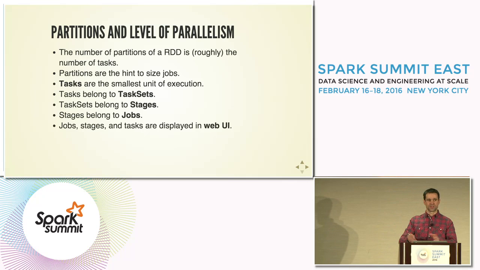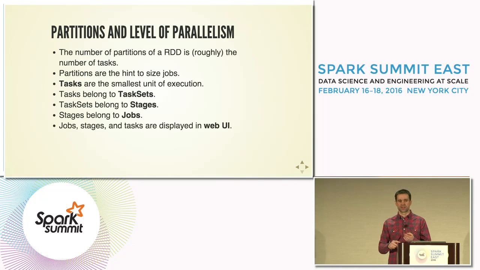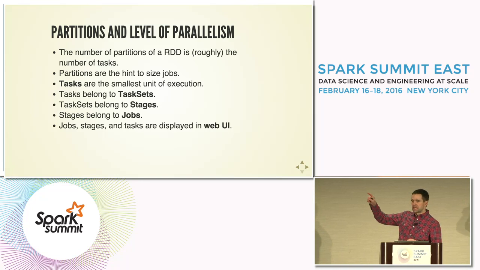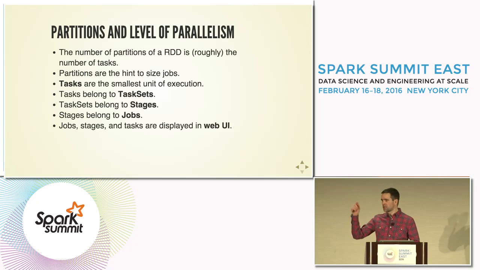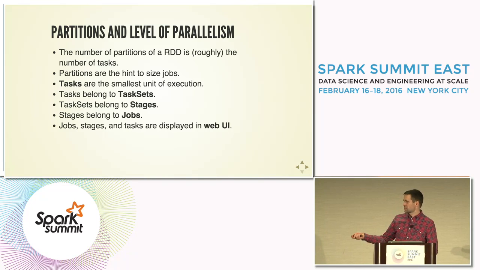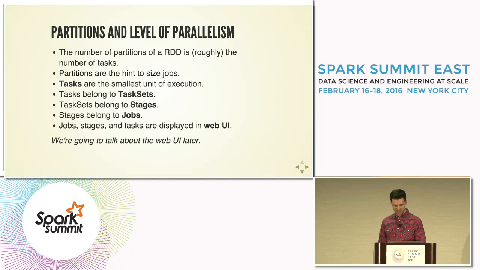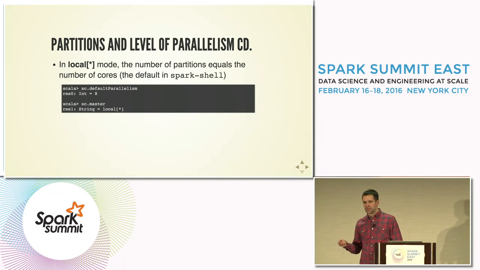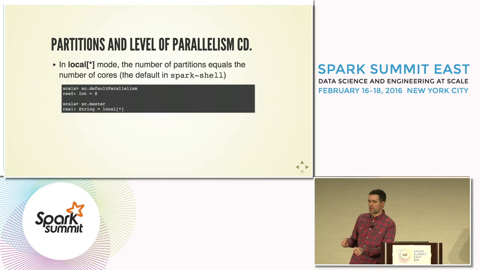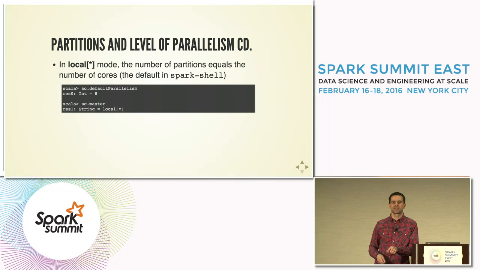So when you create your data abstraction, be it RDD or DataFrame, they all end up as a set of task sets that will get run on Apache Spark clusters. And jobs, stages, and tasks are displayed in the web UI, which we'll see a little bit later. So partitions and level of parallelism: you can see how many cores or how many distributed tasks you will launch using this default parallelism attribute of Spark context.